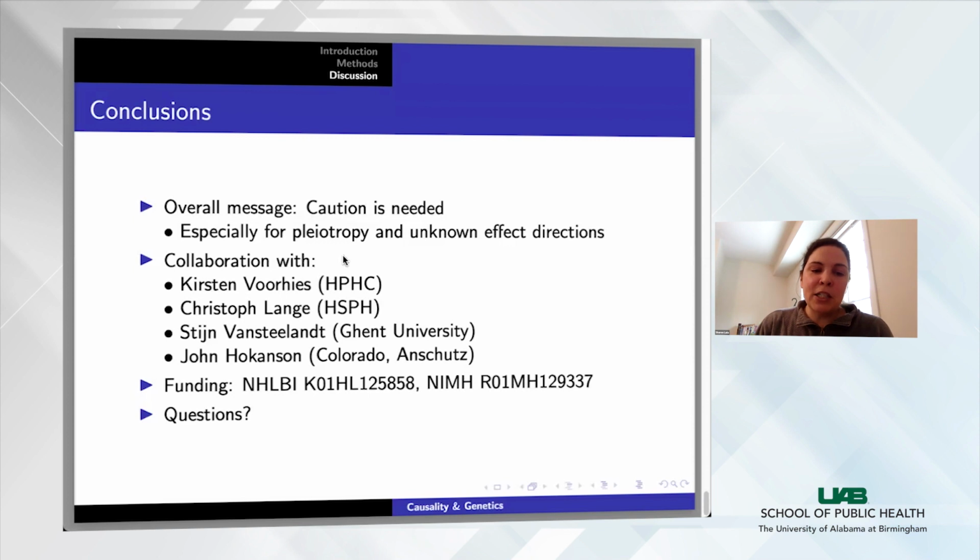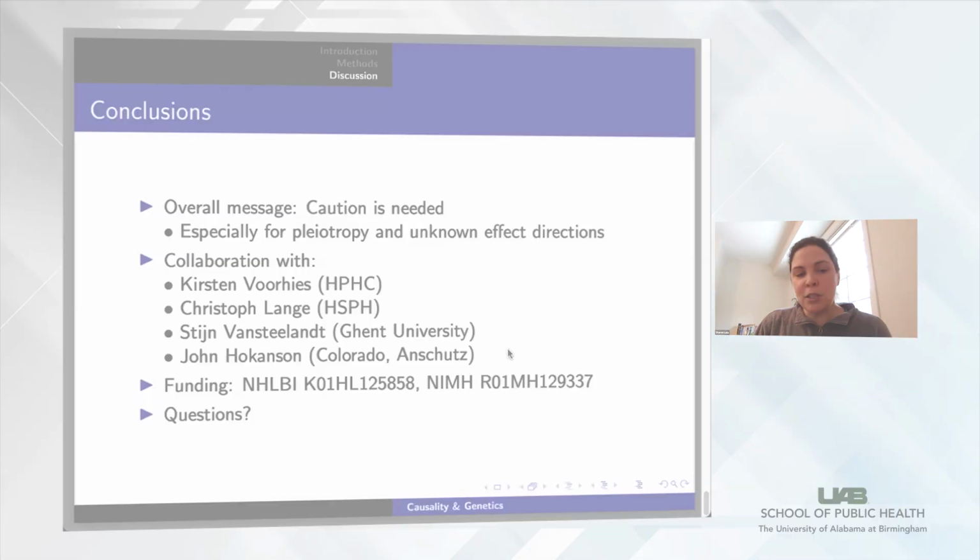This was a collaboration with Kirsten Voorhees at Harvard Pilgrim, Christoph Lang, my old mentor at Harvard School of Public Health, Steen van Steelant at Ghent University in Belgium, and John Hokinson at the University of Colorado Anschutz, through my K award, which was looking at genetic overlap of cardiovascular and pulmonary disease, and my National Institute of Mental Health R01, looking at the role of sex in genetic association studies of depression.